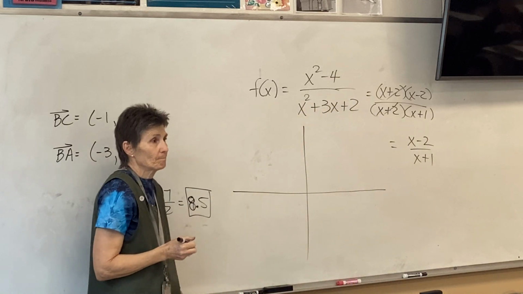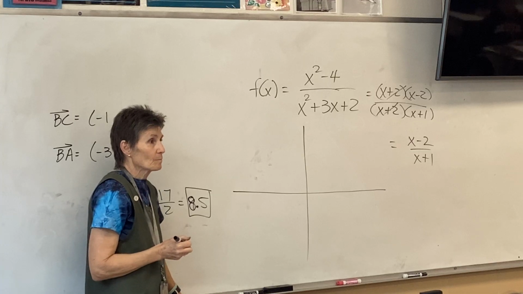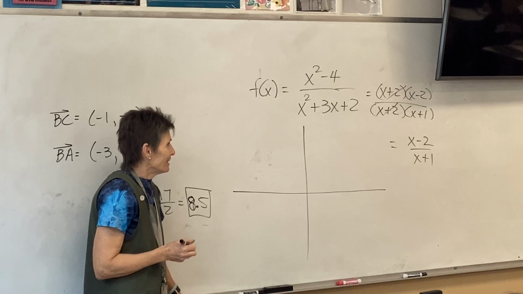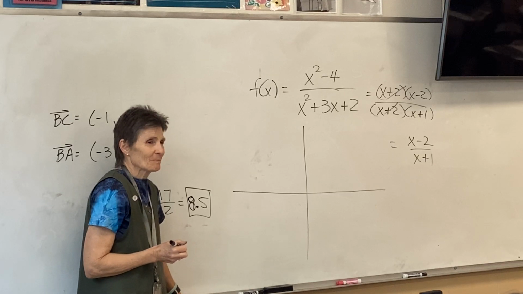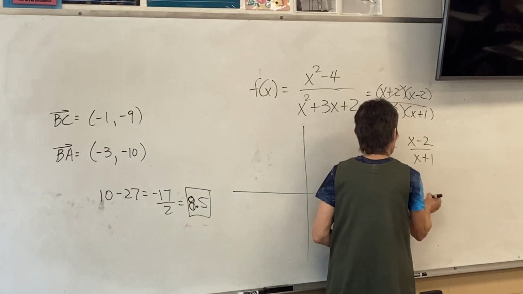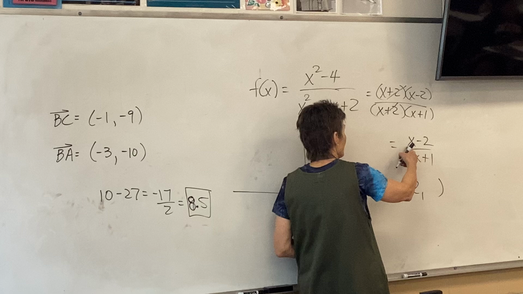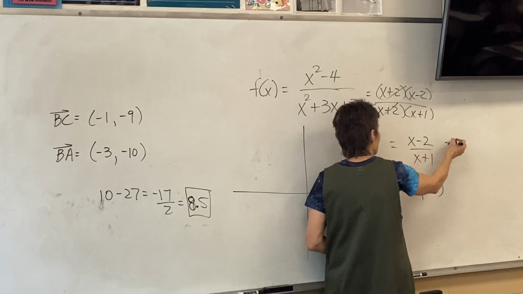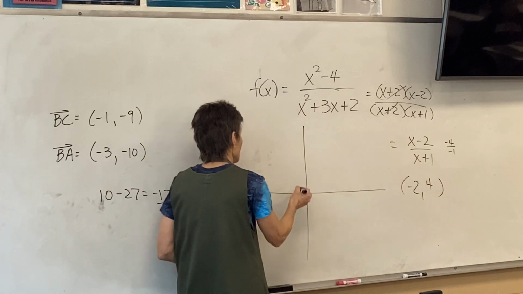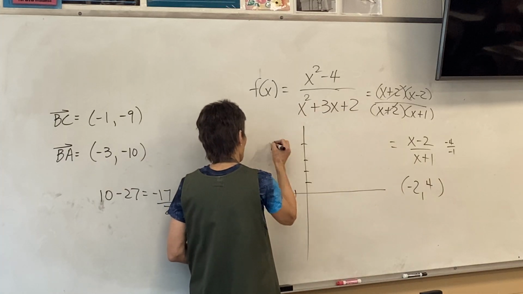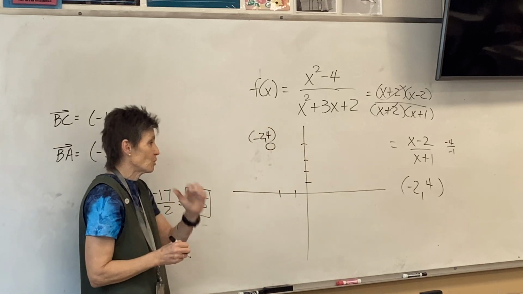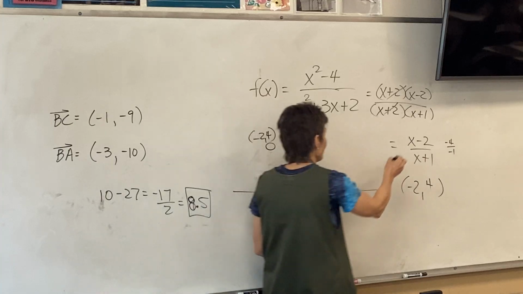Alrighty? Got a hole. Okay, you have a hole. Now, where is the hole going to be? At negative 2. Plug in negative 2, and I get negative 4 over negative 1, so I get 4. So at negative 2, 4, I have an open circle, a gap in my picture. Alright, now I'm graphing this right here.